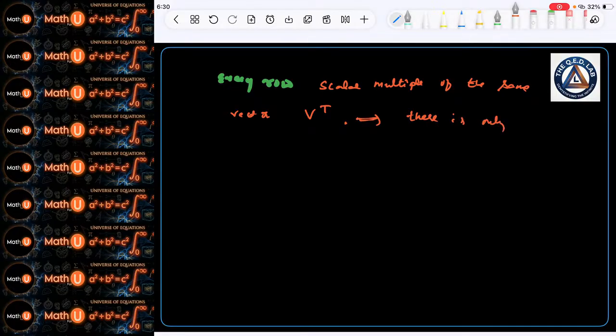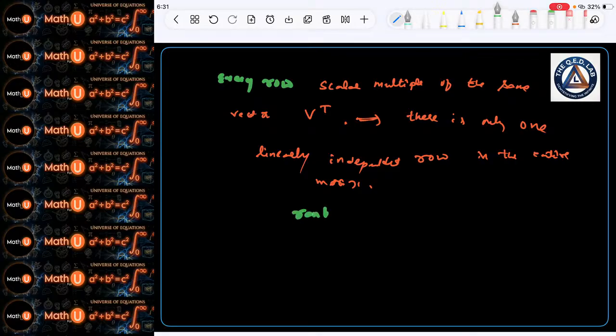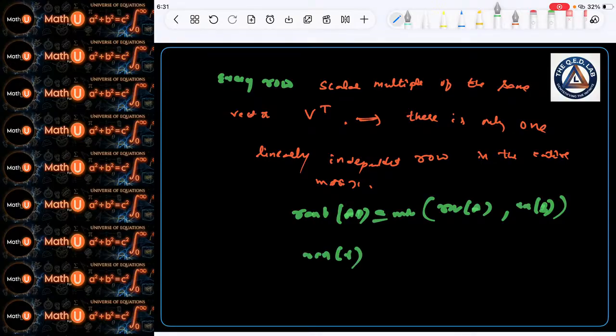There is only one linearly independent row in the entire matrix. If you apply the matrix property, rank of AB is less than or equal to minimum of rank of A comma rank of B. If you apply this property, what is rank of V? Rank of V is a non-zero number, the rank we get is 1.